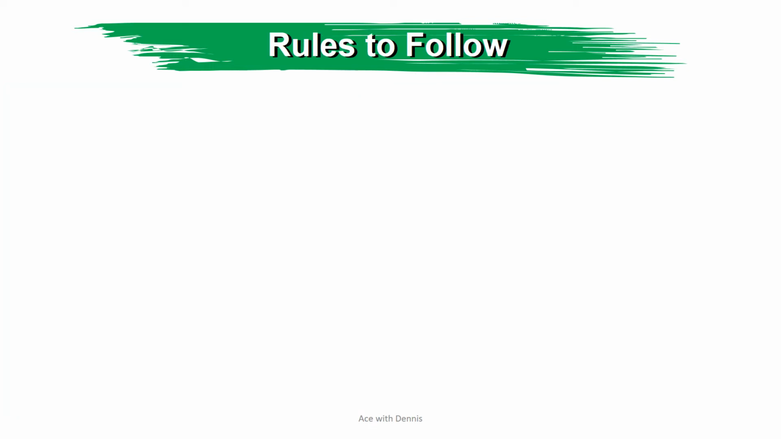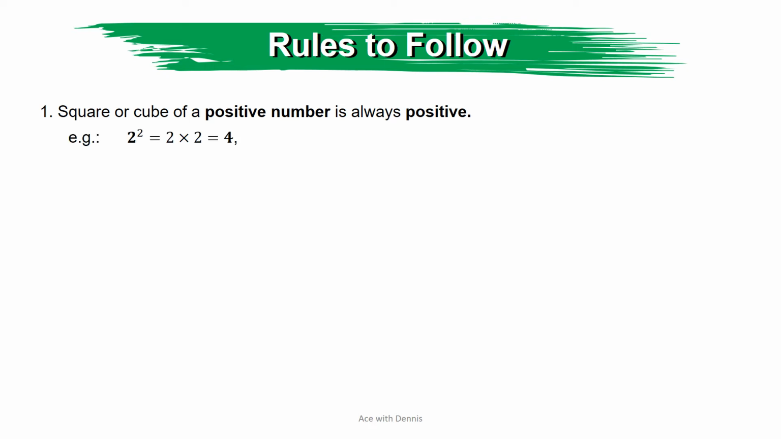Here are some rules of square roots, cube, and cube roots to follow. 1. Square or cube of a positive number is always positive. Examples: 2 square. We know that it equals 2 times 2, which is 4. So the 2 is positive, then we get the answer 4. Similarly, 5 cube equals 5 times 5 times 5, which gives us 125. So the 5 here is positive, therefore the result is also positive.